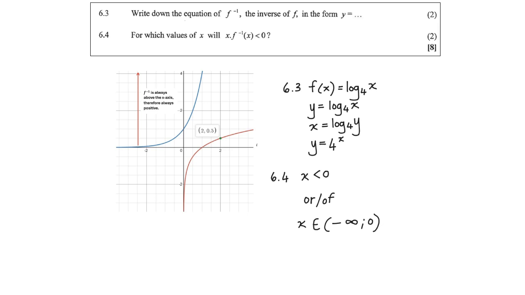Let's look at the mark allocation. This counted 2 marks, and you get 2 marks for the answer.